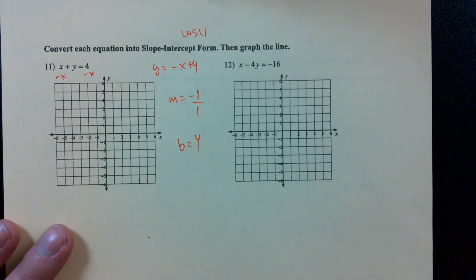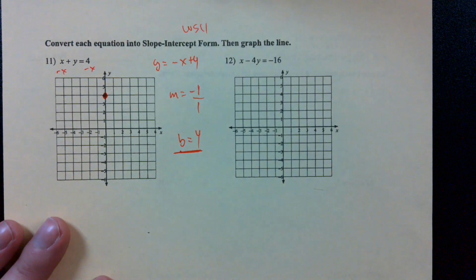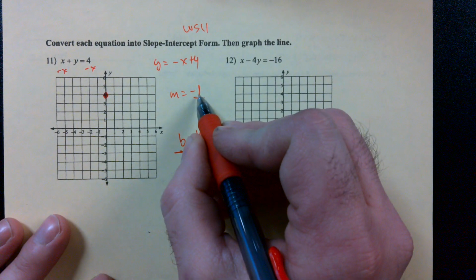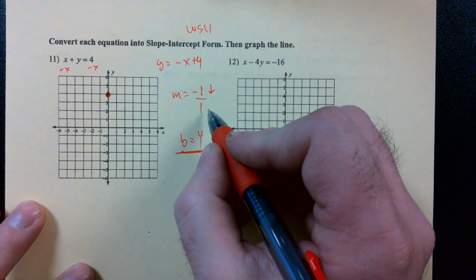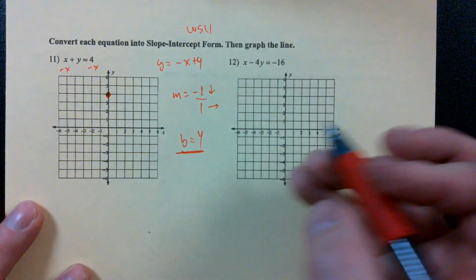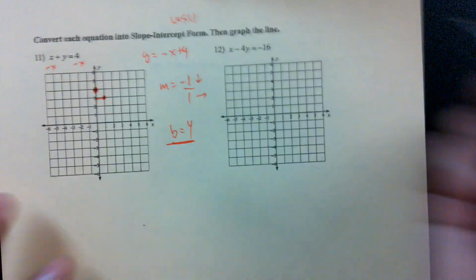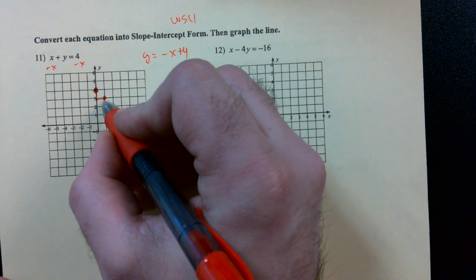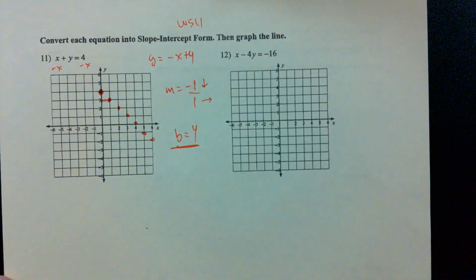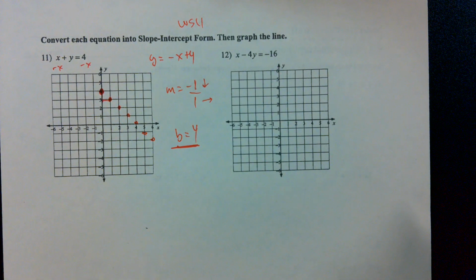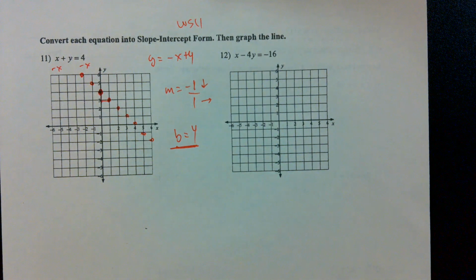So if you remember from Monday, I'm going to begin at positive 4 on the y-axis. I'm going to rise negative 1 spaces. Is that up or down? Down. And then I'm always going to run to the right. So from my beginning point, I'm going to go 1 space down, 1 space right, and make a dot. I'm going to continue 1 down, 1 right, all the way across my graph. I can go the opposite way. I'm going to go up and left, up and left. There's my line.